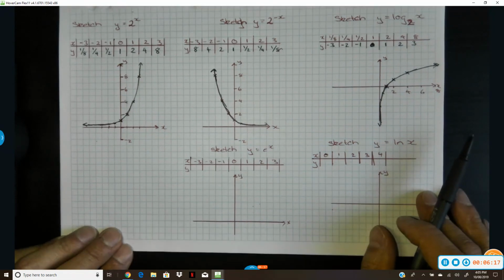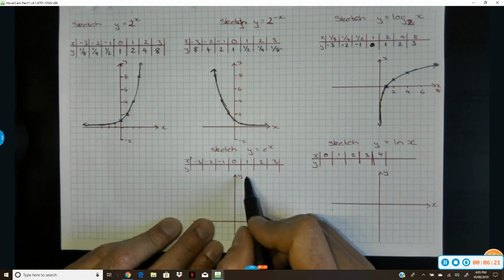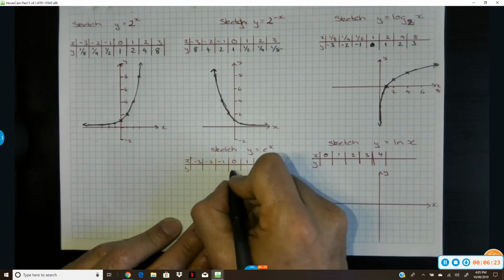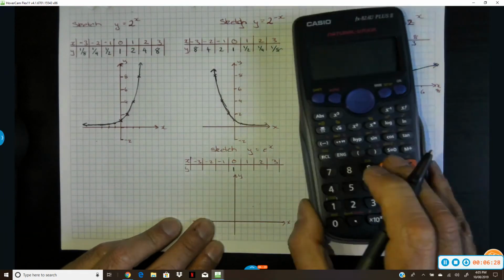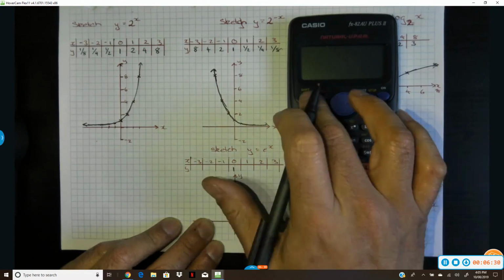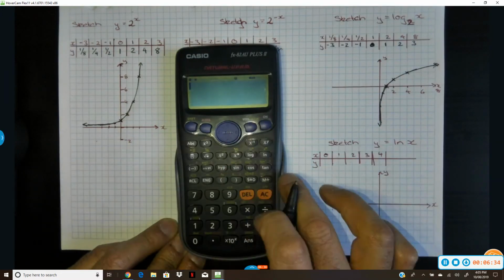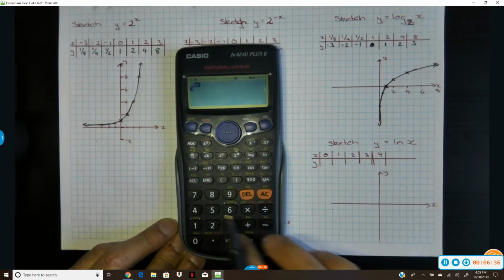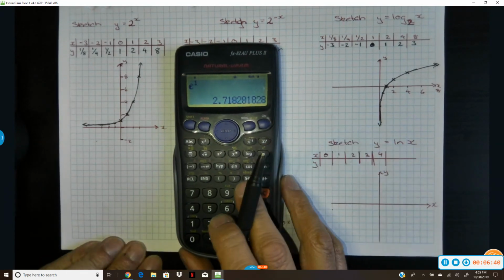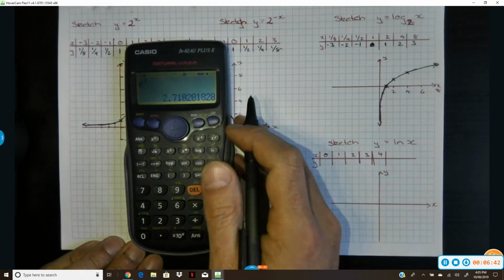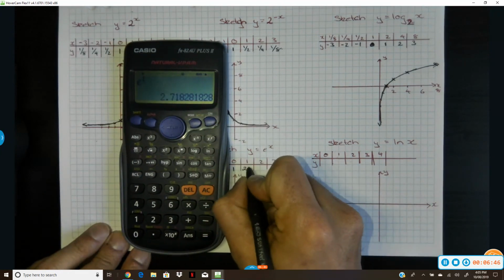Okay, let us now sketch e to the x. Anything to the power of 0 is going to be 1. If we press shift log, we get the e. Euler's number is around 2.71, so I'll just use one decimal place, 2.7.